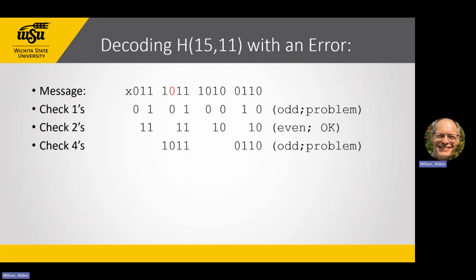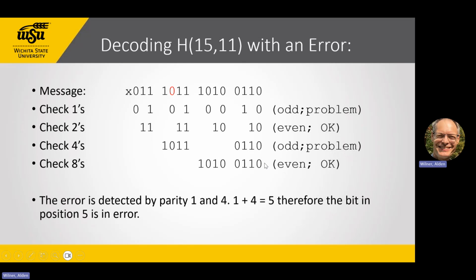If we're looking for a single bit flip, check the 4's. 1, 0, 1, 1, 0, 1, 1, 0. We got 5 bits here turned on. So that's odd. So that tells us there's a problem. We check the 8's. 1, 0, 1, 0, 0, 1, 1, 0. Even. That's okay. Since we found an error at parity bit 1 and parity bit 4, we add those together. We get 5. And that tells us at bit position 5, 1, 2, 3, 4, 5 is where the error occurred in our transmission. And we just flip that bit and everything's fixed. You with me?